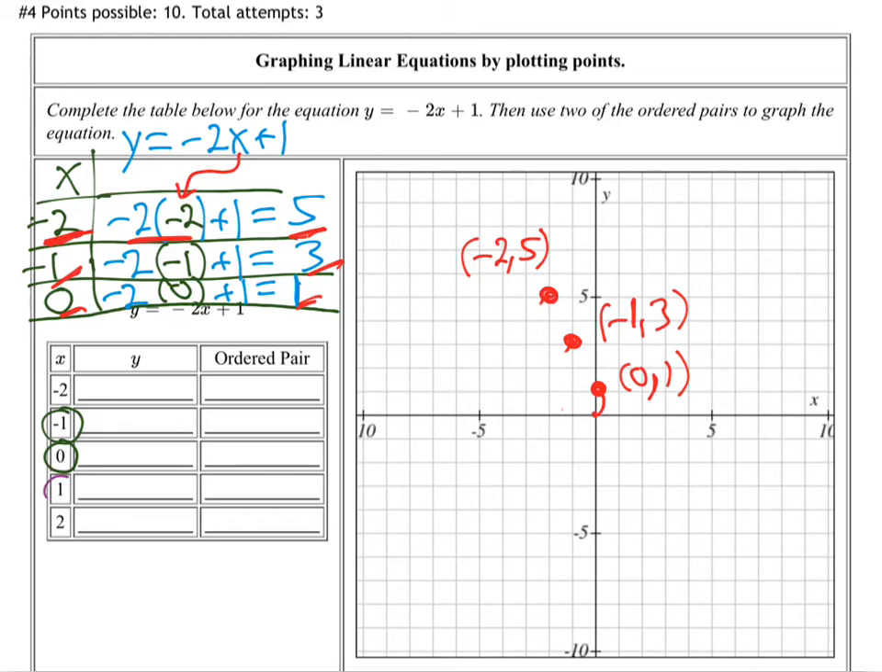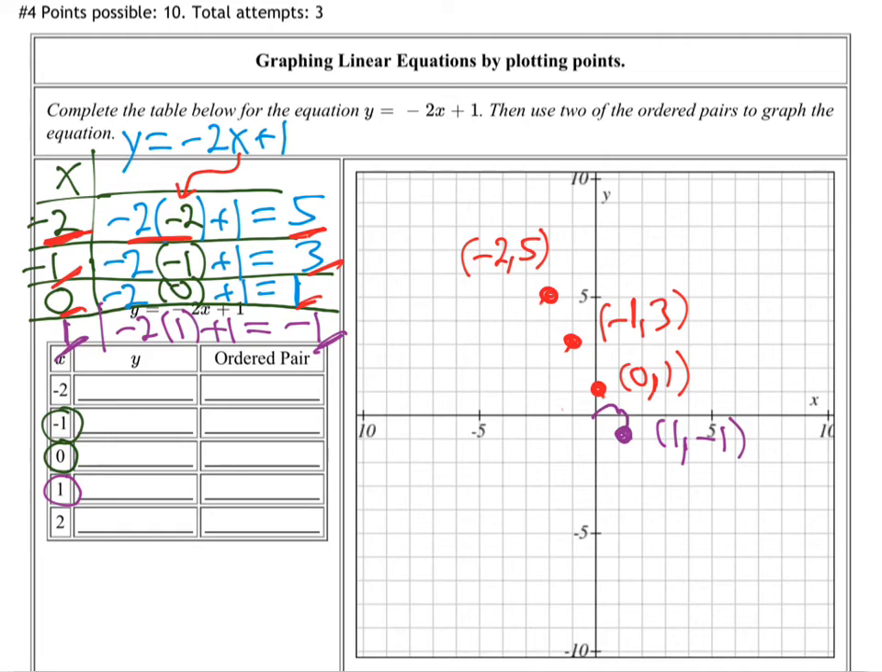Yep. Until it finishes. Plug in the 1. Right, that's right. -2 times 1 plus 1. That's going to be -1. Find the point 1, -1. That means over 1, down 1, right there. Look at that. They're all lining up.